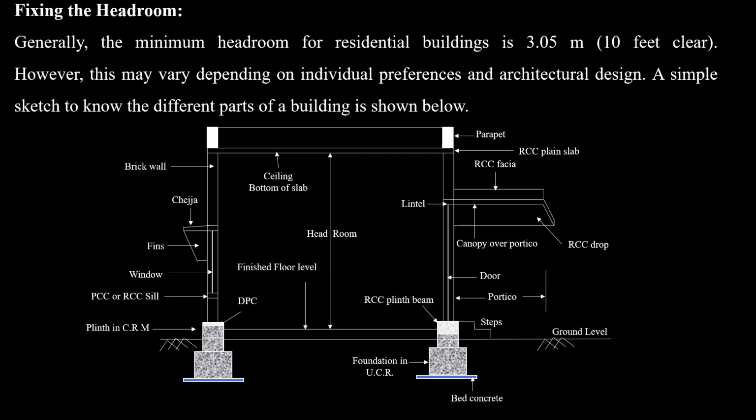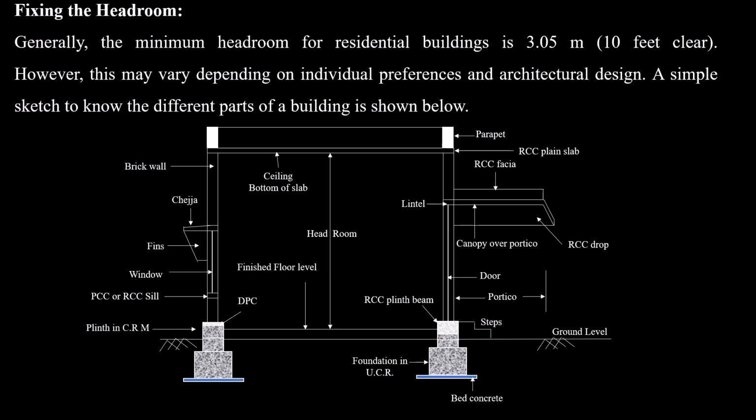Let us start from the bed concrete, then foundation, that is UCR. This is shown for load bearing structure. There is a ground level. Above that, plinth, on the right side we have shown the steps. Then plinth beam might have been provided. DPC means damp proof course to avoid capillary action, that is dampness in the wall. PCC or RCC sill, that is plain cement concrete or reinforced cement concrete for sill. Generally it will be PCC. Sometimes we may provide RCC in case of buildings constructed on loose soil.